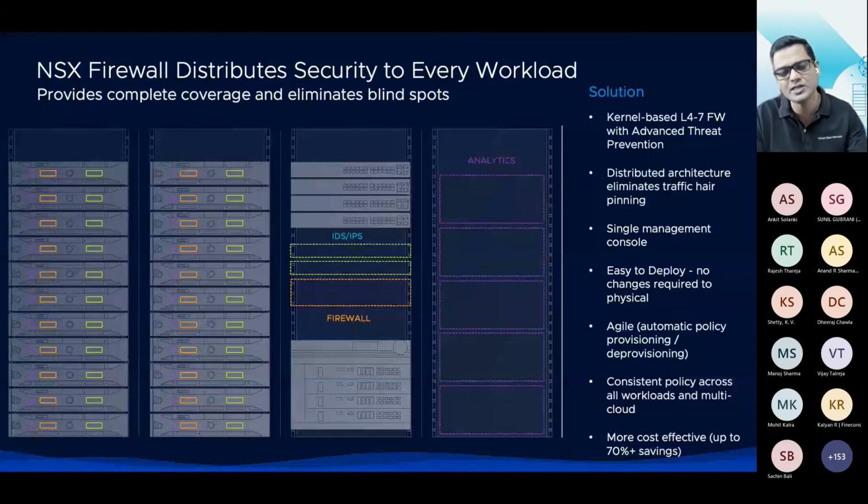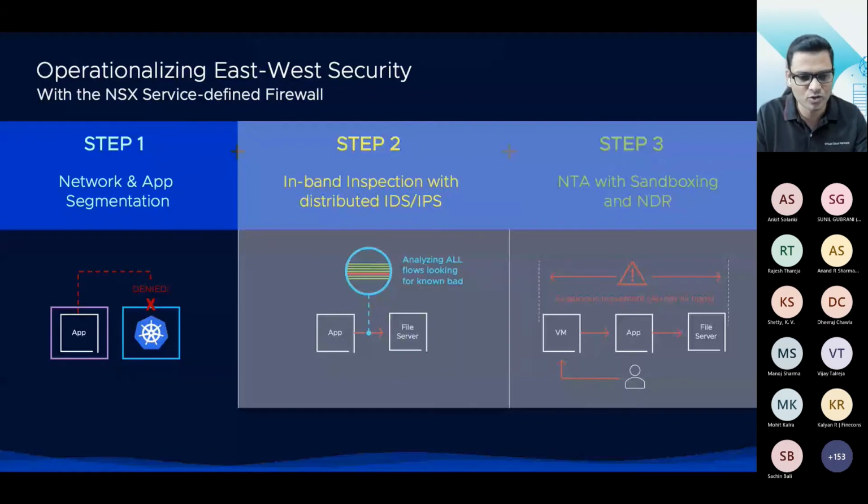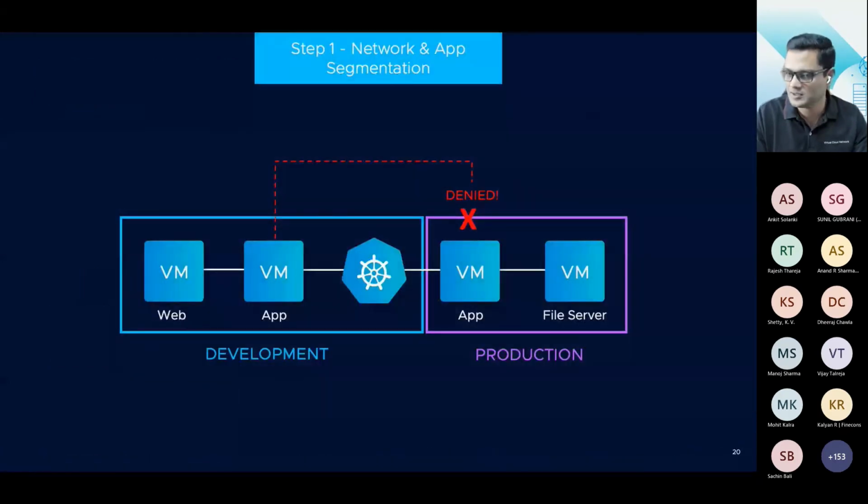So how do I operationalize east-west security using the elements that I showed? Largely there are 3 steps for you to operationalize your east-west security, right? And I'm going to talk about those 3 steps in some time. So step 1, network and application segmentation. Now, this is something which is very, very well known to all of us, and we've been doing network segmentation, VLAN, depending on production, DMZ, UAT, dev test, and so on and so forth. This is going a step further.